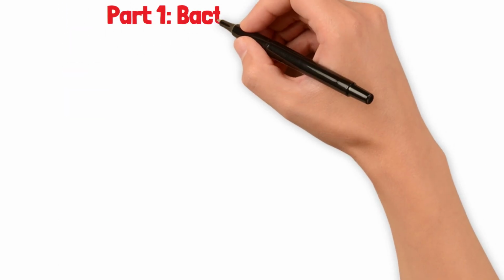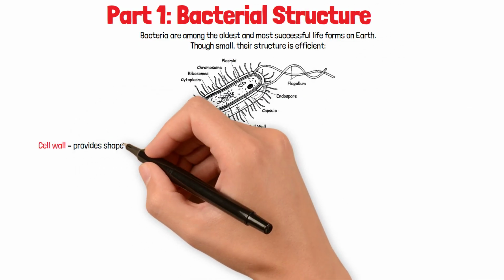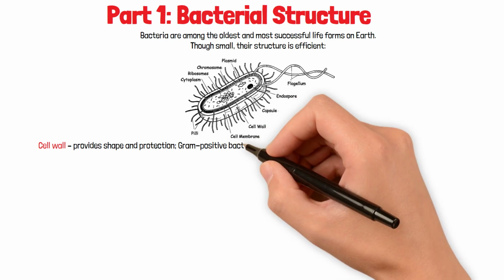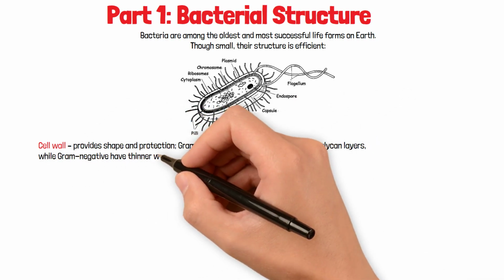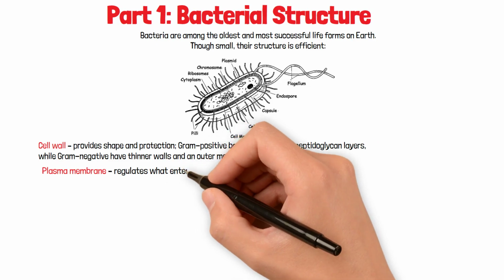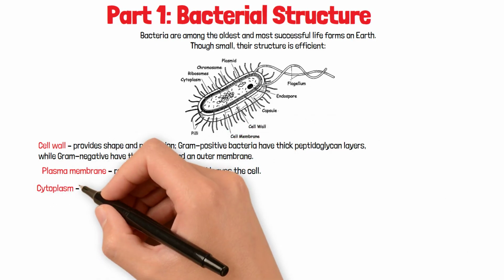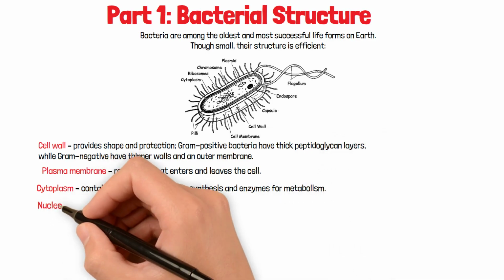Part 1. Bacterial structure. Bacteria are among the oldest and most successful life forms on Earth. Though small, their structure is efficient. Cell wall provides shape and protection. Gram-positive bacteria have thick peptidoglycan layers, while gram-negative have thinner walls and an outer membrane. Plasma membrane regulates what enters and leaves the cell. Cytoplasm contains ribosomes for protein synthesis and enzymes for metabolism.